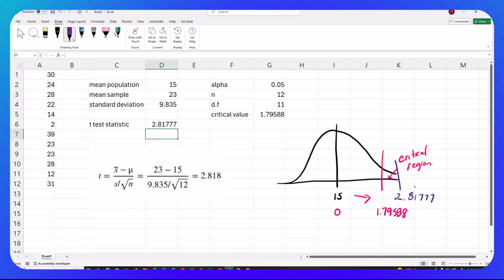So 2.50.81777. As you can see, we are in this critical region, so we certainly would reject the null, and we would say that definitely on average, based on this one sample, I don't know how this guy got lucky, that the mean wait time is definitely over 15 minutes.